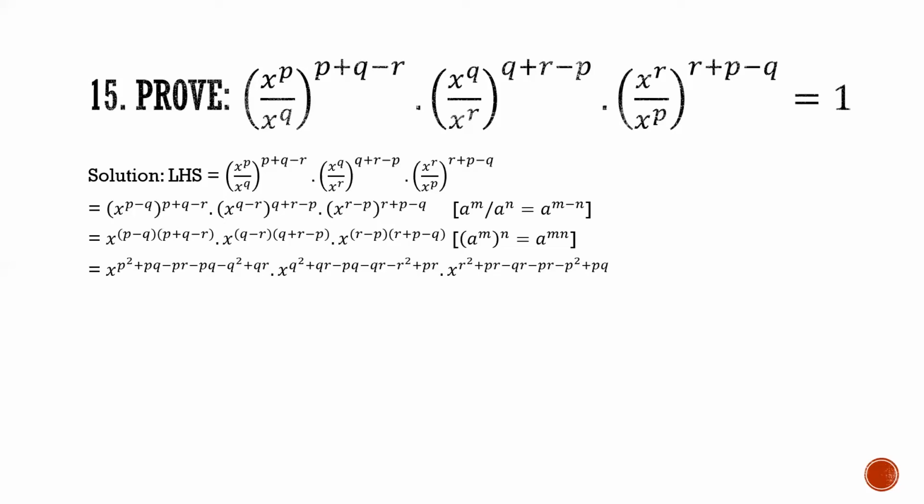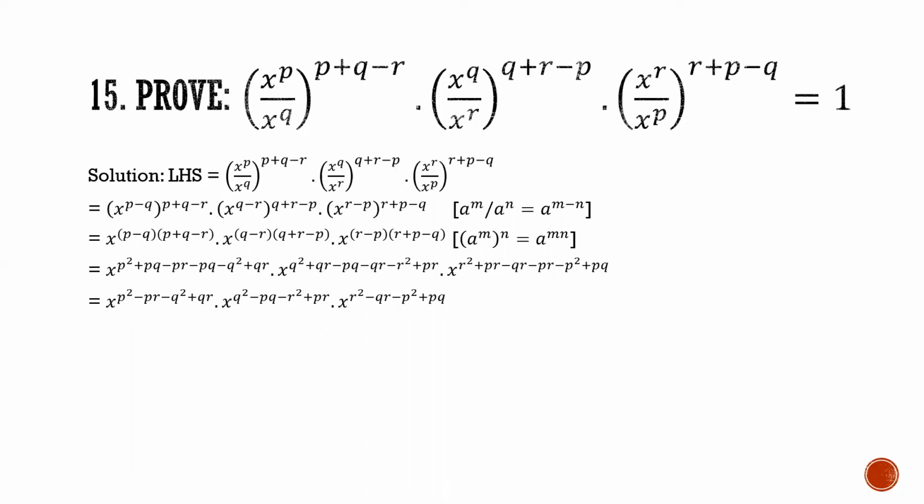Now we can again do some addition or subtraction in the power terms. So cancelling them, we will have x to the power p square minus pr minus q square plus qr. For the second term, plus qr and minus qr will be cancelled. We will have x to the power q square minus pq minus r square plus pr. And in our last part, the term plus pr and the term minus pr will be cancelled. So we will have x to the power r square minus qr minus p square plus pq.